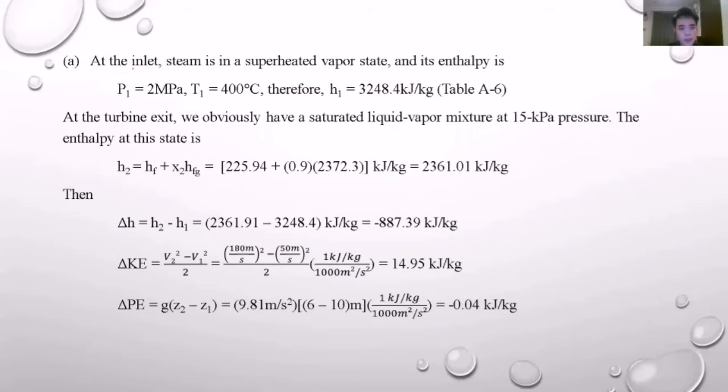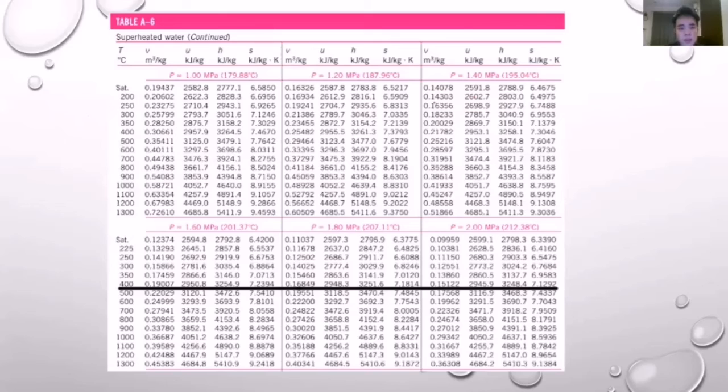For A, at the inlet, steam is in a superheated vapor state and its enthalpy is, since P1 equals 2 megapascal and T1 equals 400 degrees Celsius, therefore H1 equals 3248.4 kilojoule per kilogram. We can get this value from table A6, where pressure equals 2 megapascal and temperature equals 400. So it's 3248.4.